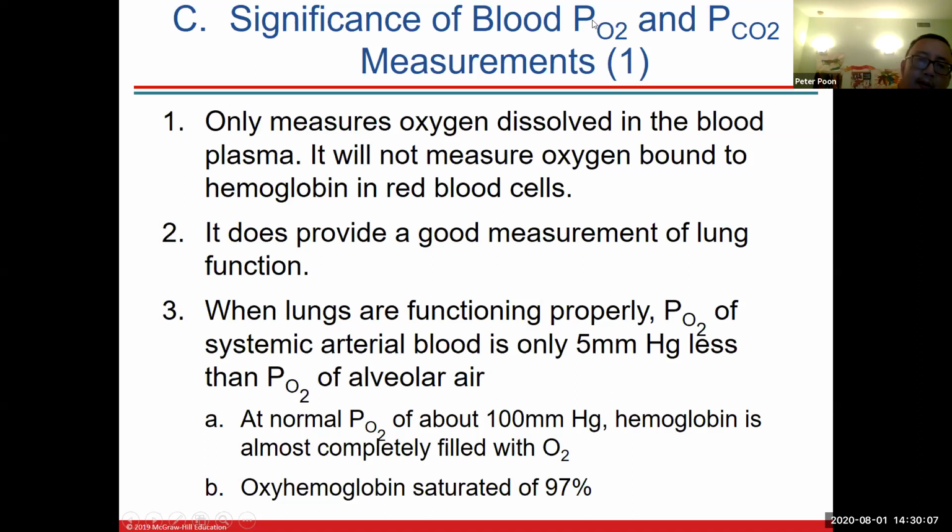In the systemic circulation, the pressure difference is about 100 millimeters of mercury. The pressure difference in the pulmonary system is only 10. The right side is much weaker than the left side.